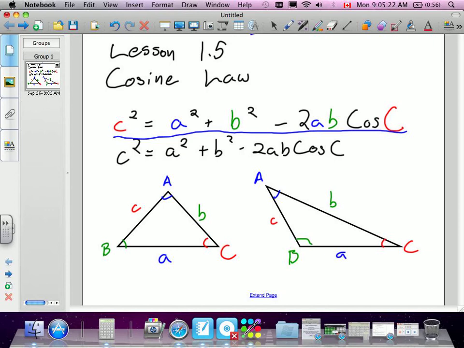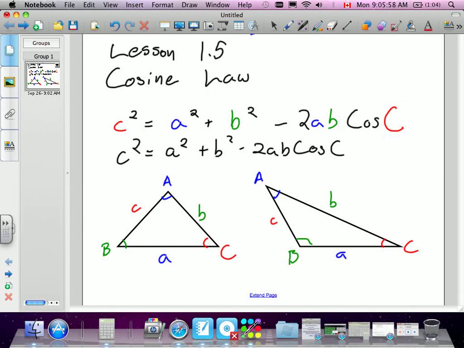Okay? Cosine law says that the side, remember anything lowercase I'm referring to the side of a triangle. So the side c squared is equal to side a squared plus side b squared minus, and these are all multiplied by each other, 2 times a times b times the cos of angle C. That's supposed to be an uppercase C.